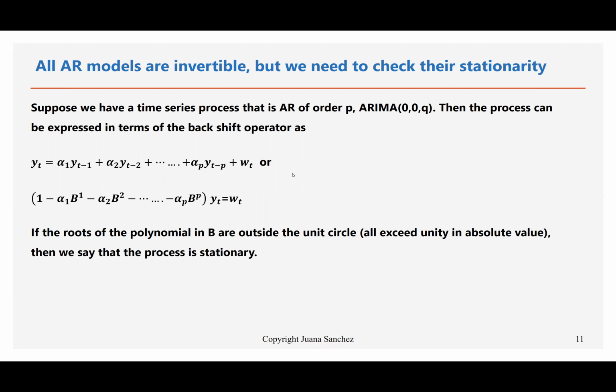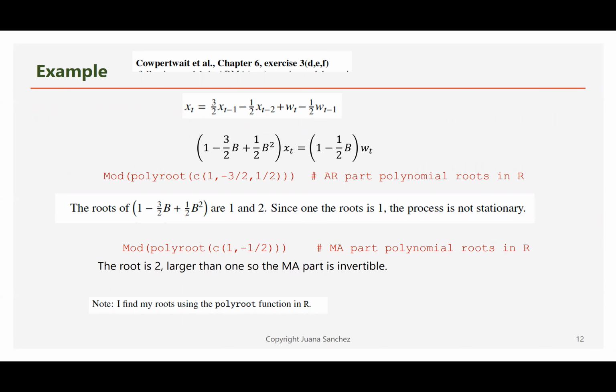So notice in this case, we are moving the polynomial to the left-hand side of the equal sign. That's different from the moving average model. And we leave only the W_t to the right. So if the roots of this polynomial in B are outside the unit circle, so in absolute value they're larger than 1, then we say that the process is stationary. So it's worth seeing a couple of examples.